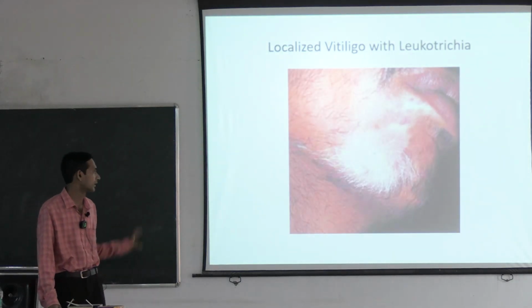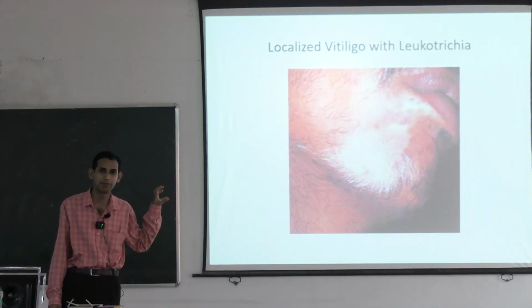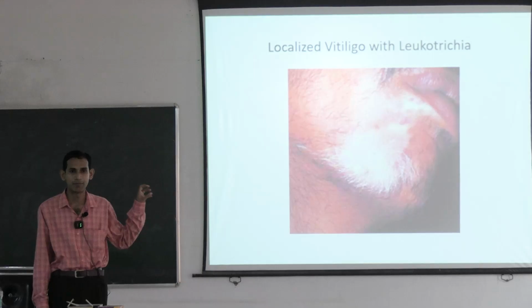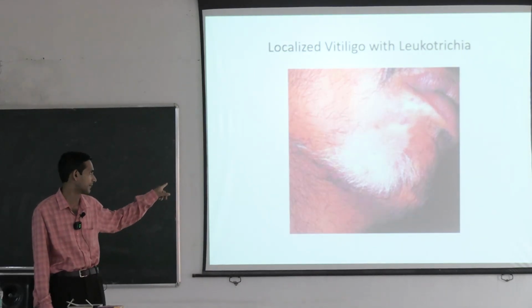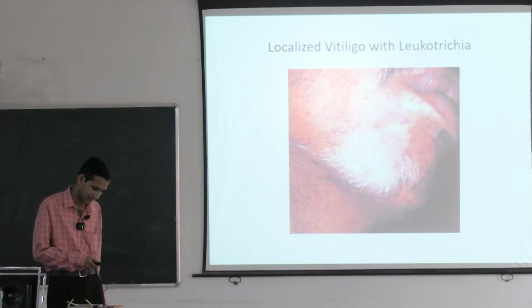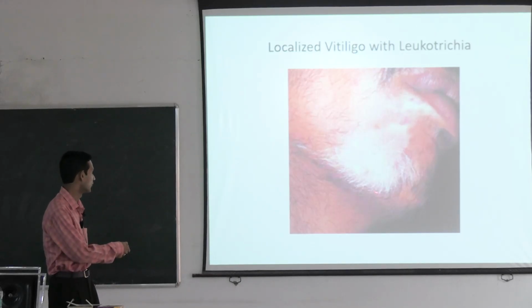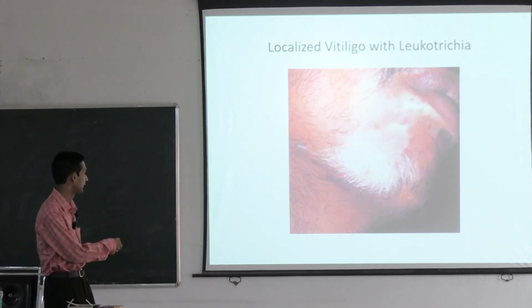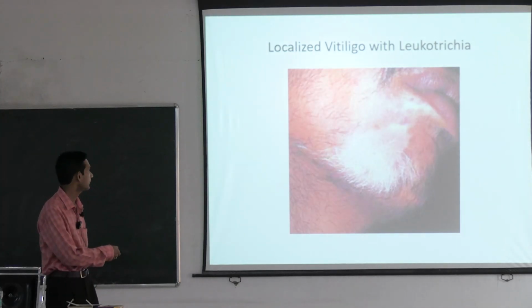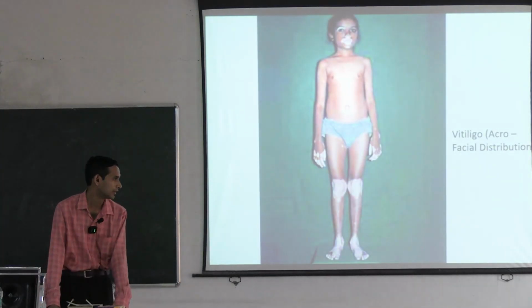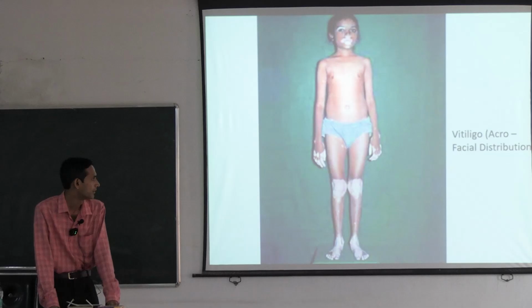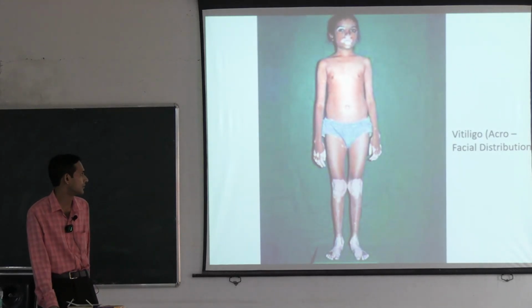Now, this is the localized type of vitiligo. That means the depigmented patches particularly affect a particular anatomical segment. Here the chin is affected and you can also see the leukotrichia, that is the white hair, which usually gives a bad prognostic sign. Now, this is a child with acrofacial distribution of vitiligo.